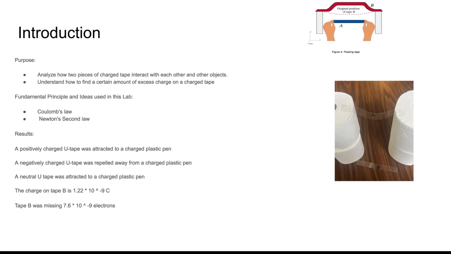The results of the lab were: a positively charged U-tape was attracted to a charged plastic pen. A negatively charged U-tape was repelled away from a charged plastic pen. A neutral U-tape was attracted to a charged plastic pen. The charge on tape B is 1.22 times 10 to the negative 9 coulombs. Tape B was missing 7.6 times 10 to the 9 electrons.